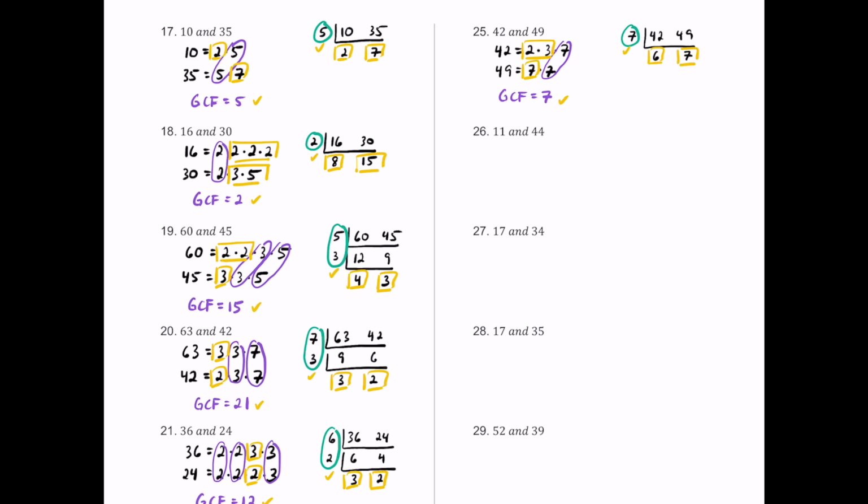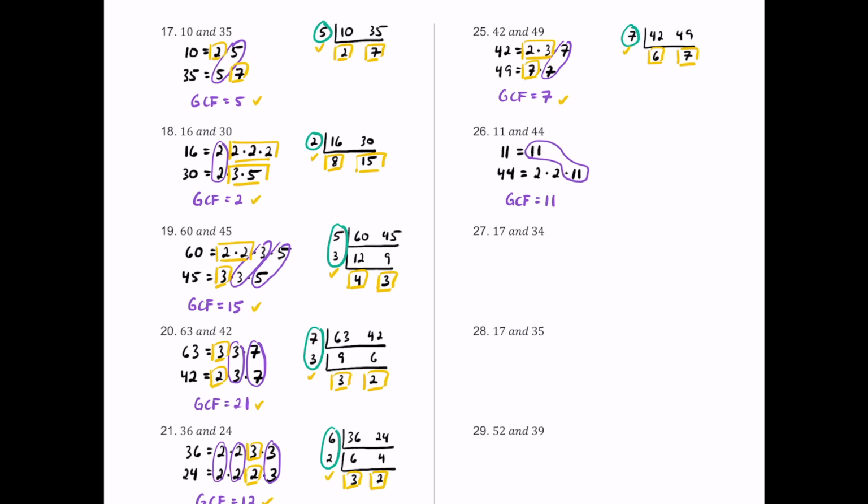For 26, we have 11 and 44. 11's prime factorization, well, 11's prime, so just keep it the same. And for 44, that is 2 times 2 times 11. Now if we look at these numbers, we can see that this 11 and 11 match, and that's the only thing they have in common, so the GCF is 11. That always will happen if one of the numbers is a factor of the other one, or 44 is a multiple of 11, so the GCF would just be the smaller number.